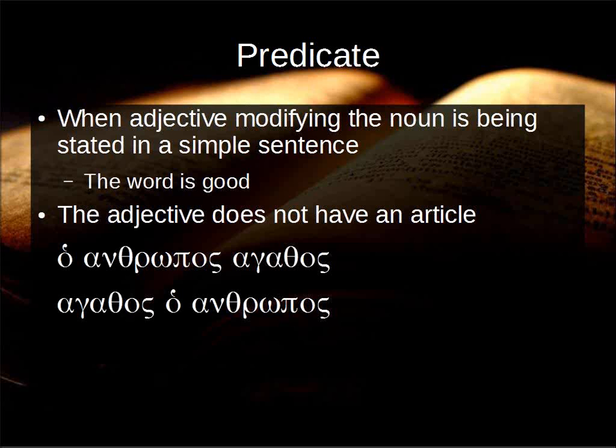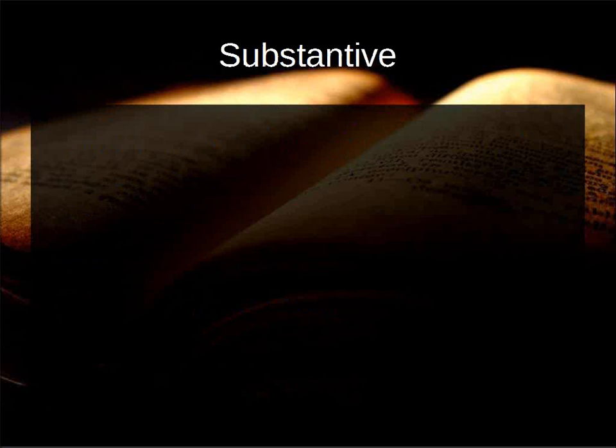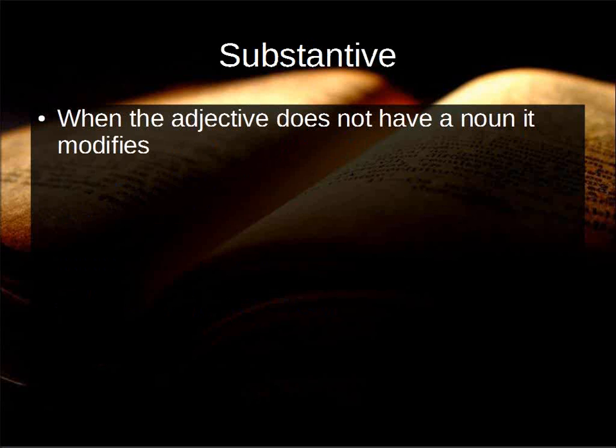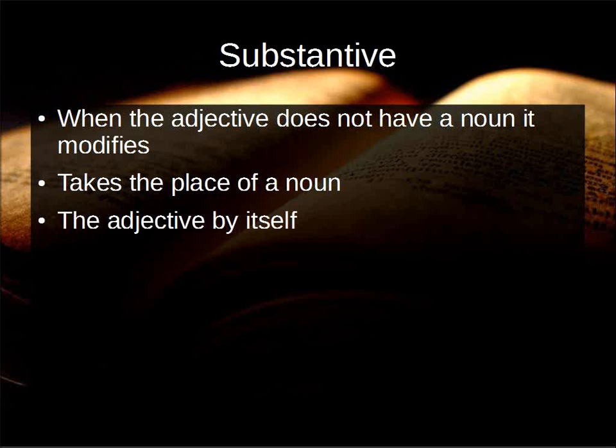All right, may I continue on? Okay, I'm going to continue on. And the third and final use of adjectives is known as the substantive. Substantive, okay? The substantive is when the adjective does not have a noun it modifies. There's no noun that's present, basically, okay? The modified noun is not there. And what happens with the substantive is this. The adjective takes the place of a noun. It substitutes in for a noun, basically. And what we have is basically the adjective by itself.